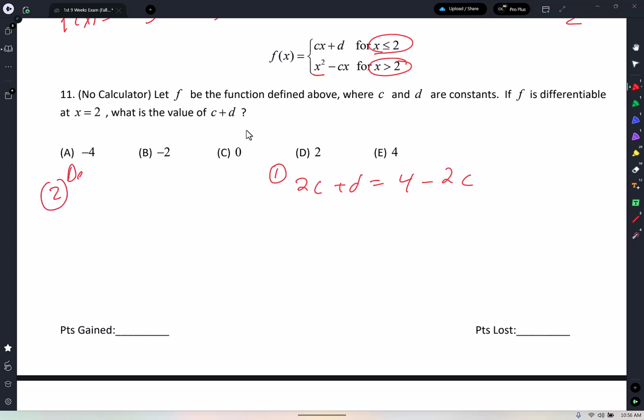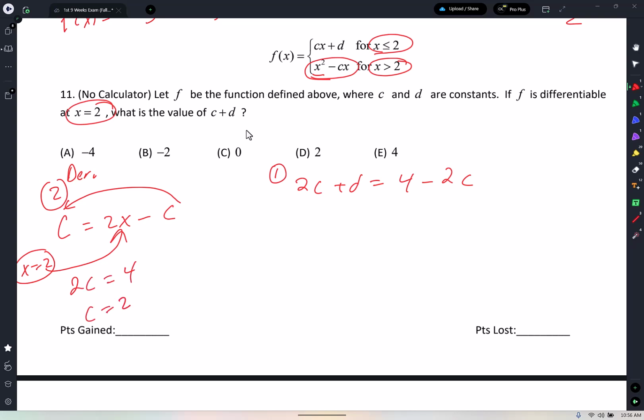Step 2, derivatives. It has to be continuous. And then for it to be a smooth transition, the left derivative and the right derivative have to be the same. So it can be a nice smooth transition. So the derivative from the left-hand side is just c. And the derivative from the right-hand side is 2x minus c. Now this has to happen at x equals 2. So I plug x equals 2 into here, and I move that c to the other side. 2c equals 4. So c equals 2.